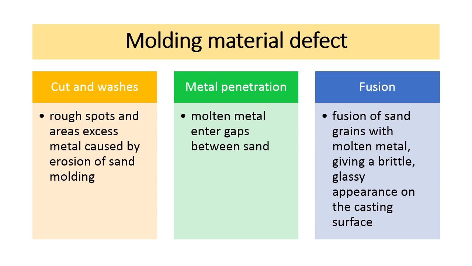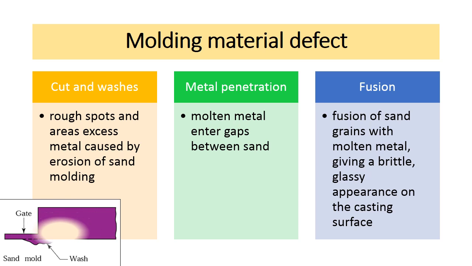For cuts and washes, there are actually rough spots and areas of excess metal that are caused by the erosion of sand molding. Metal penetration is actually molten metal that enters the gaps between the sand. Fusion is actually fusion of sand grains with molten metal, giving a brittle glassy appearance on the casting surface.